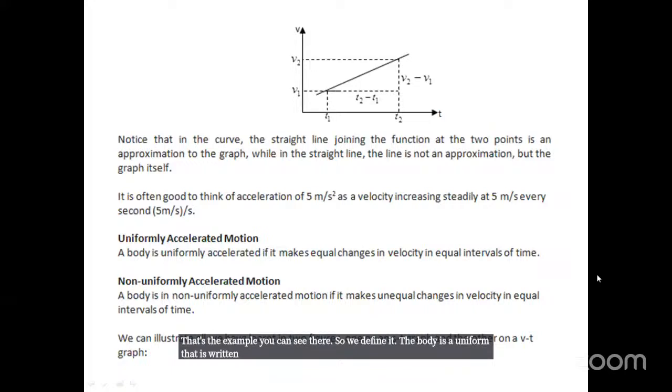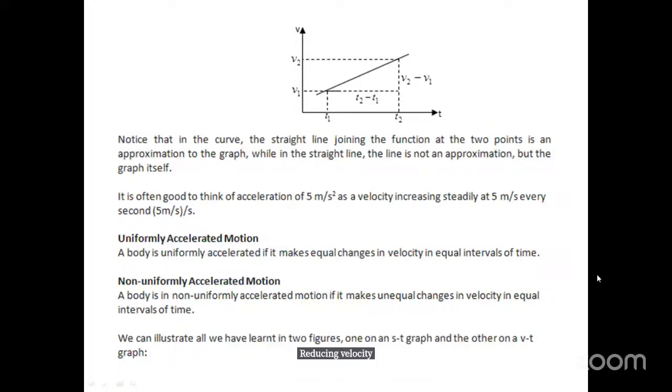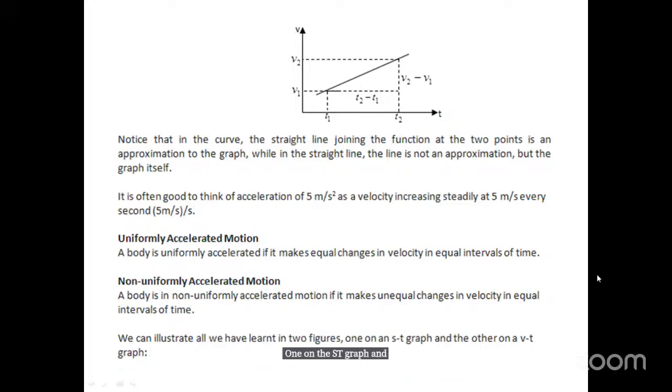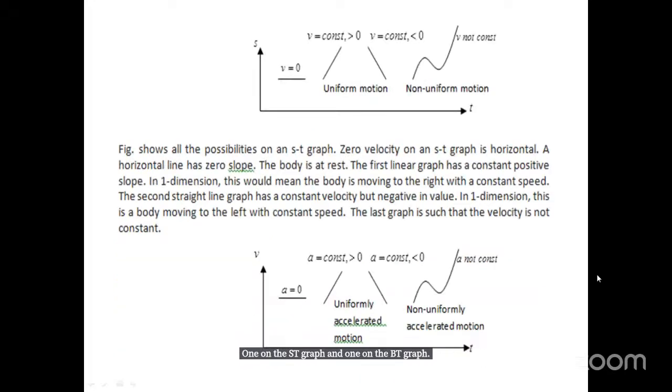The body is uniformly accelerated if it makes equal changes in velocity in equal intervals of time. And the body is in non-uniformly accelerated motion if it makes unequal changes in velocity in equal intervals of time. We can illustrate what we have learned in the two figures, one on the s-t graph and one on the v-t graph. Look at that s-t graph.